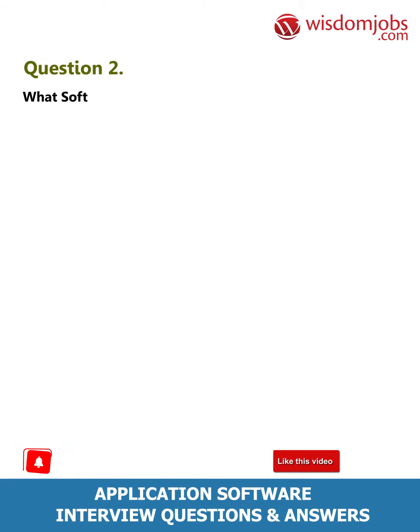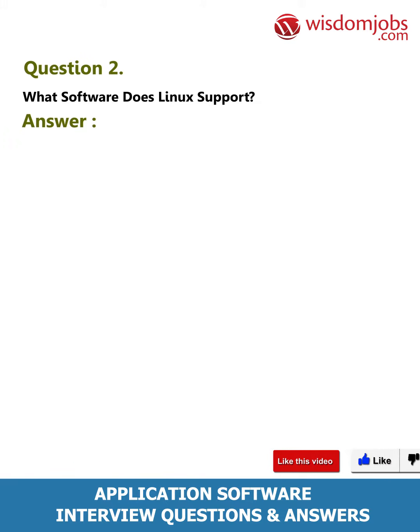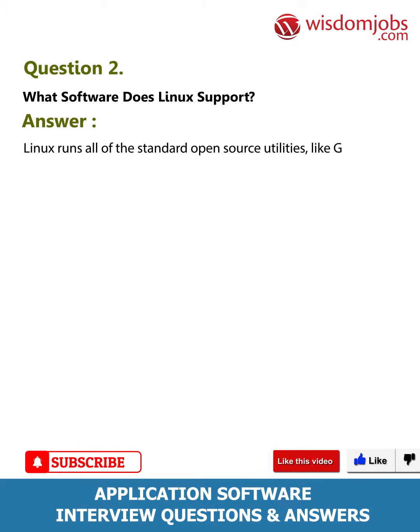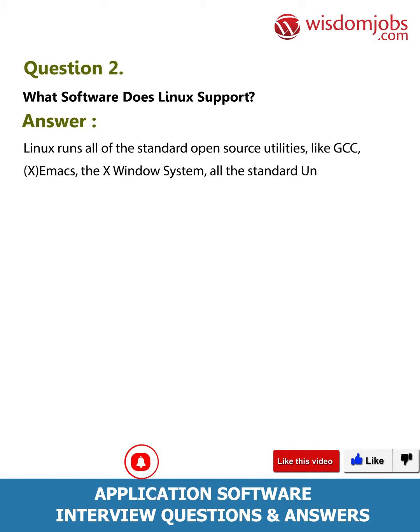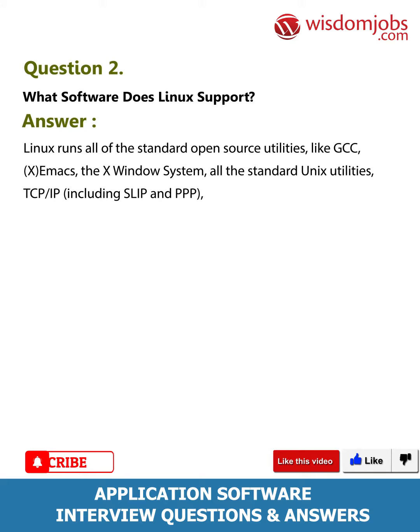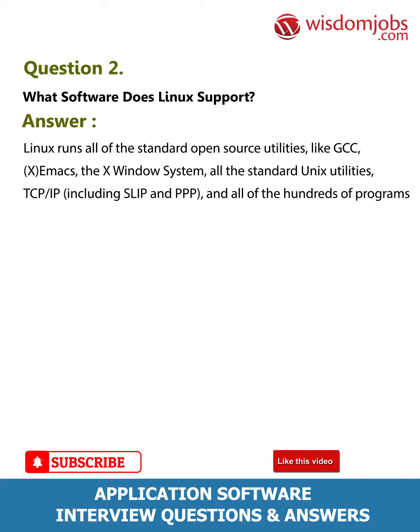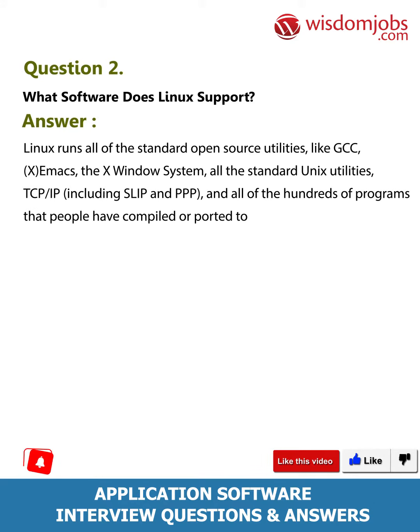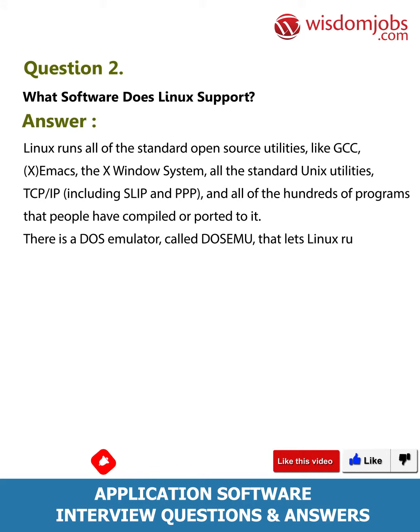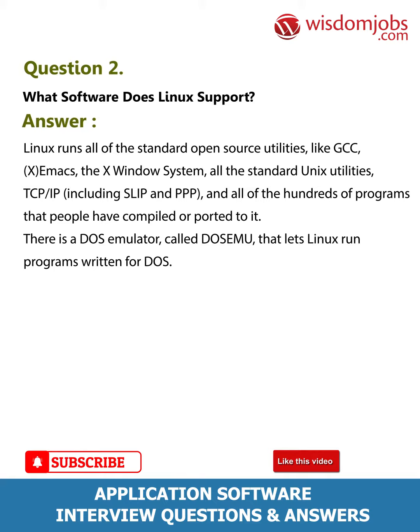Question 2. What software does Linux support? Answer. Linux runs all of the standard open source utilities like GCC, XEmacs, the X Windows system, all the standard Unix utilities, TCP/IP, including SLIP and PPP, and all of the hundreds of programs that people have compiled or ported to it. There is a DOS emulator called DOSEMU that lets Linux run programs written for DOS.